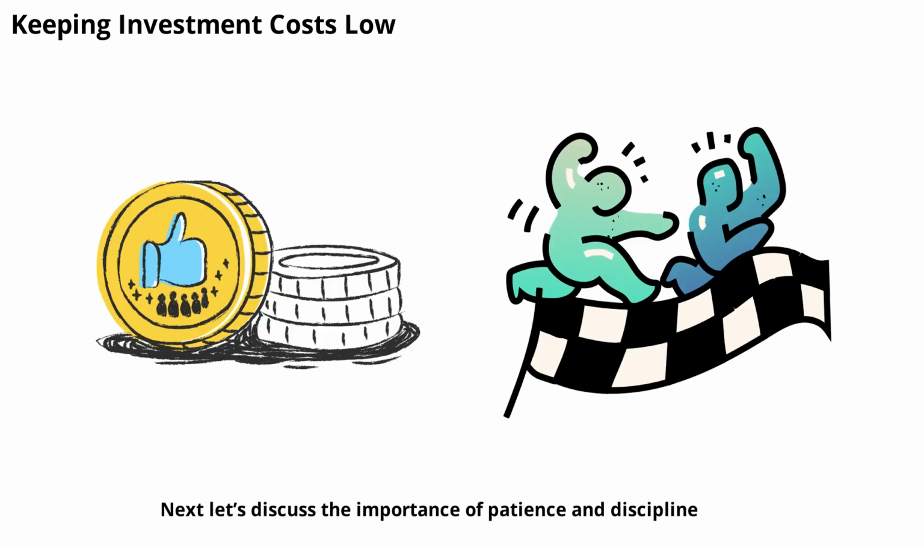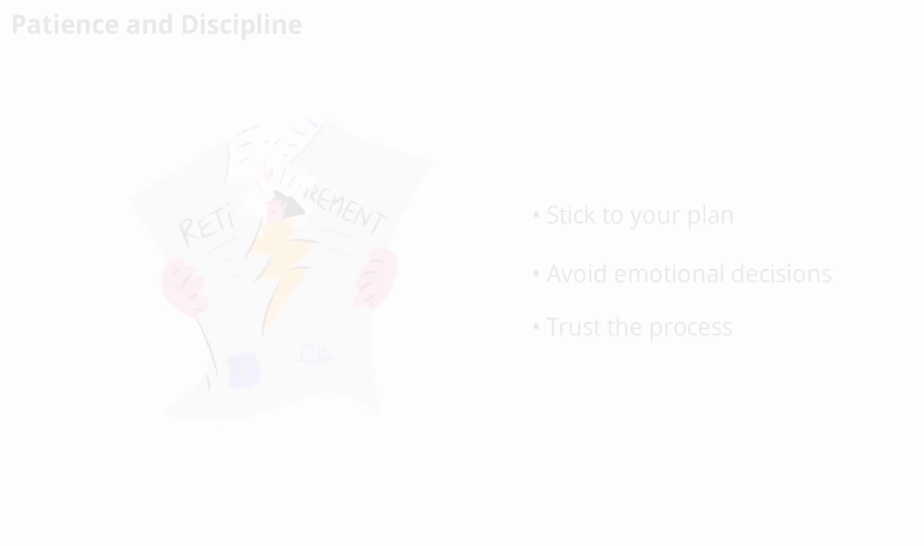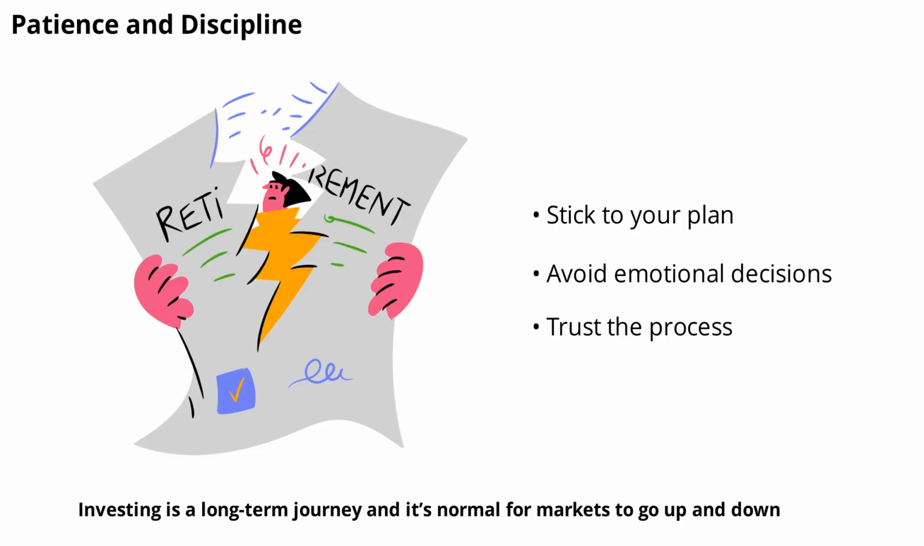Next, let's discuss the importance of patience and discipline. Investing is a long-term journey, and it's normal for markets to go up and down. The most successful investors are those who stick to their plan, avoid emotional decisions, and give their investments time to grow. Don't try to time the market or chase the latest trends.